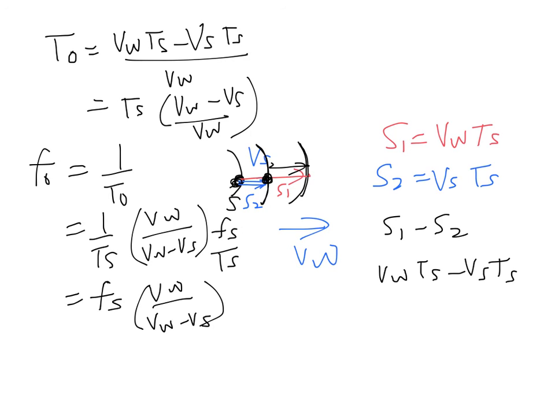So what you will notice is that your observed frequency will be higher than your source frequency, because Vw divided by Vw minus Vs, where the denominator is smaller than Vw, will give you a number of more than 1. Therefore, your observed frequency will be higher than your source frequency.